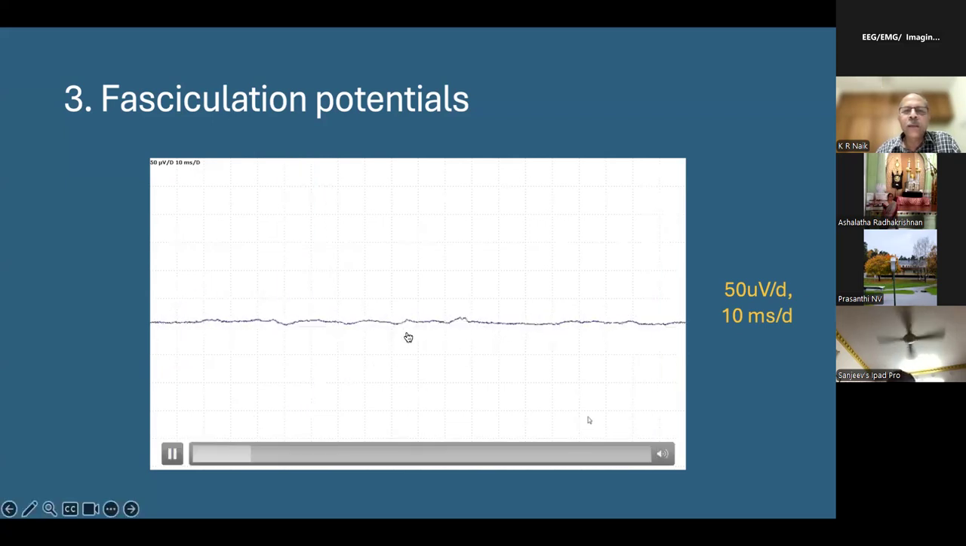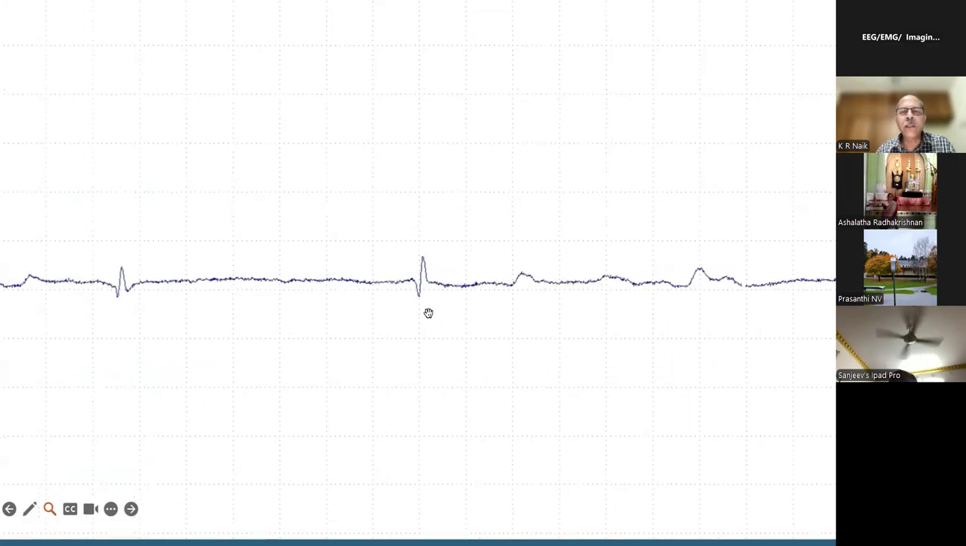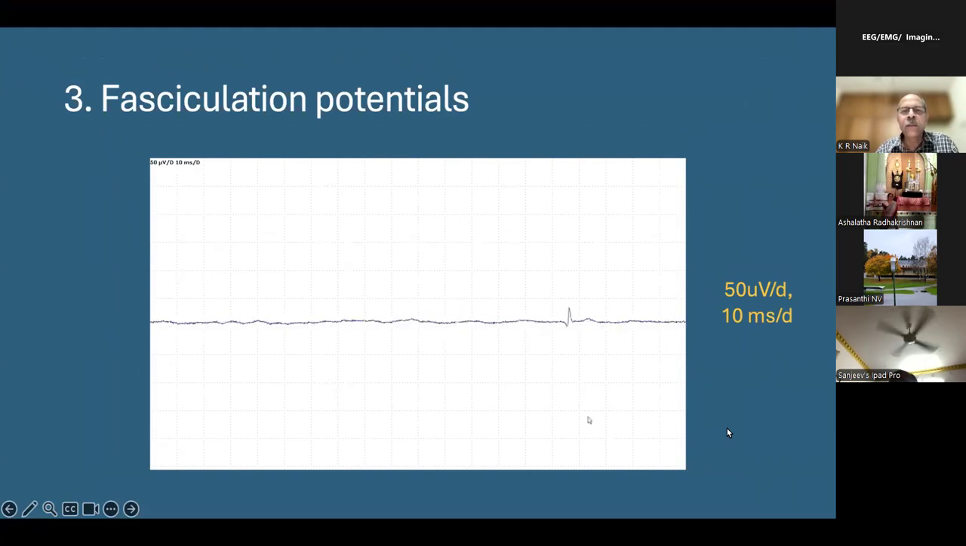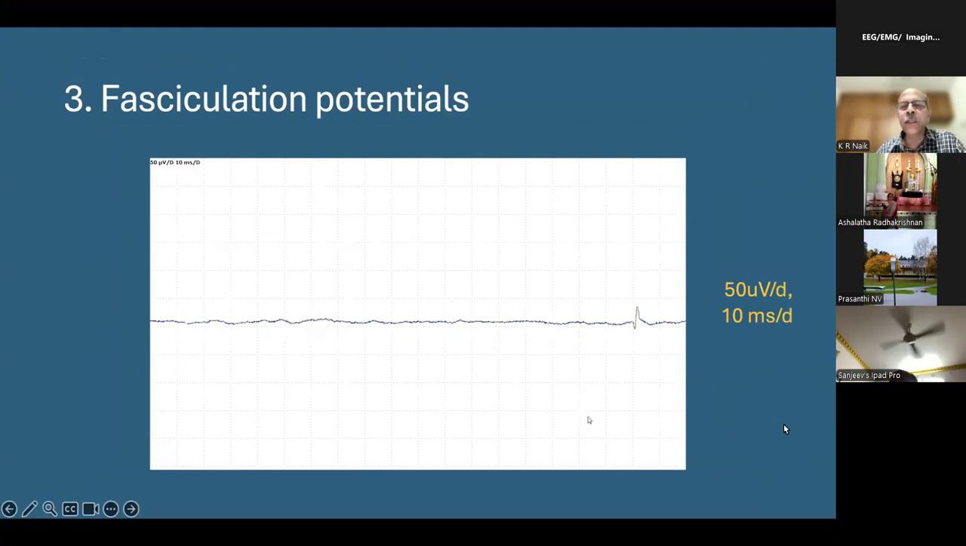In addition, there are some distant fibrillations which are not very near. These are likely to be distant fibrillations, so we are going to ignore them. We are going to concentrate and say there's a fasciculation potential. It is easy to identify the fasciculation potential when the person is relaxed and is not contracting the muscle fibers. But it's not always possible for the patient to relax completely.